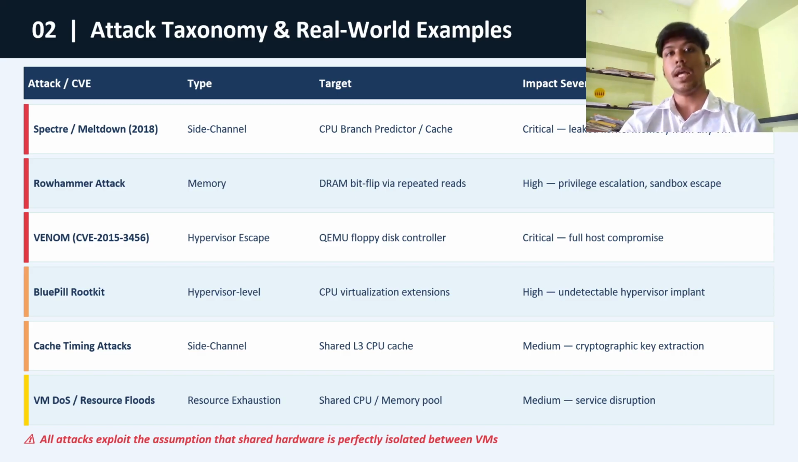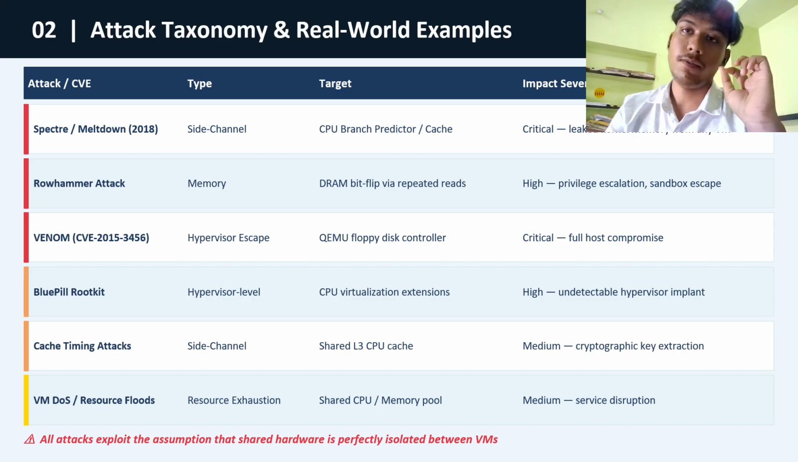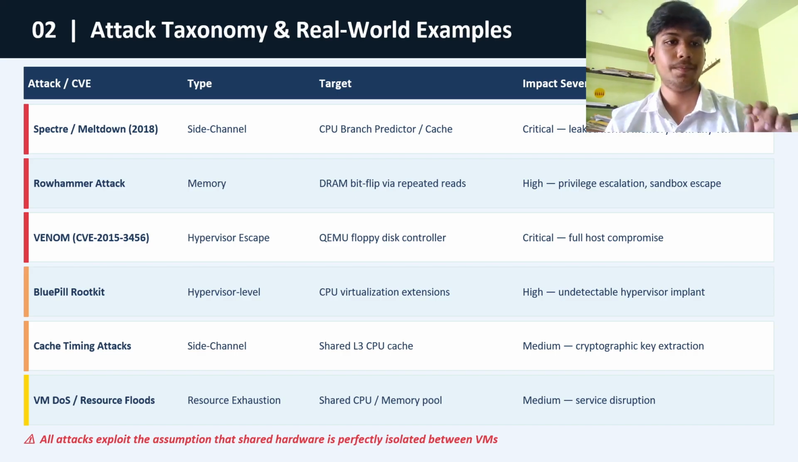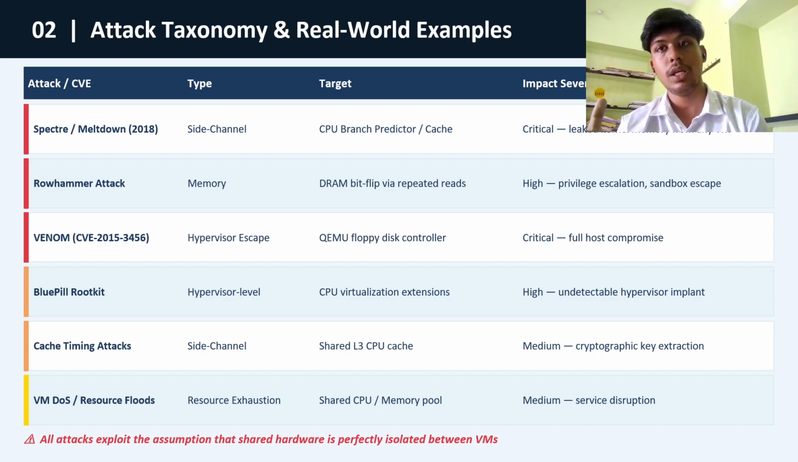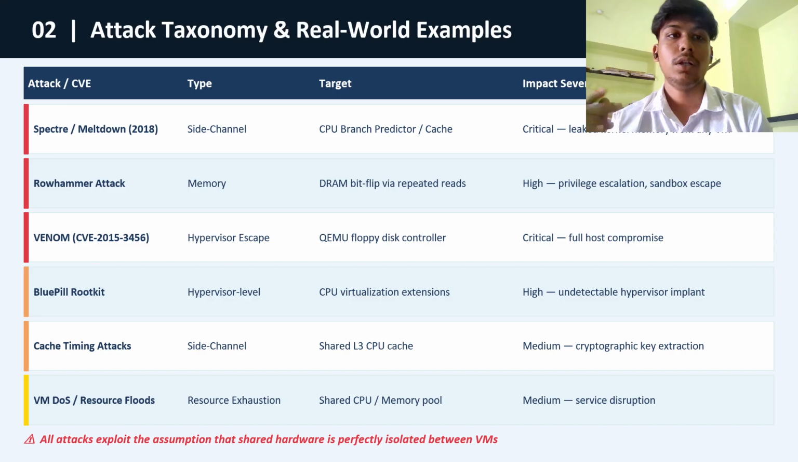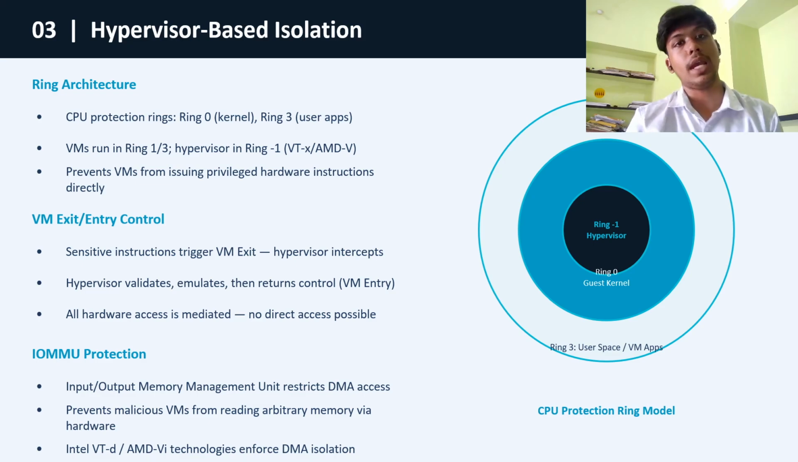So these are the attack taxonomy and the real-world examples we have discussed. Now the next topic is hypervisor-based isolation. Let's shift our focus to the defensive side. How does the hypervisor actually enforce the isolation? Let me put up the slide. This is hypervisor-based isolation. We start from the CPU.